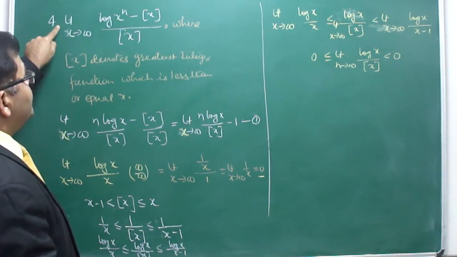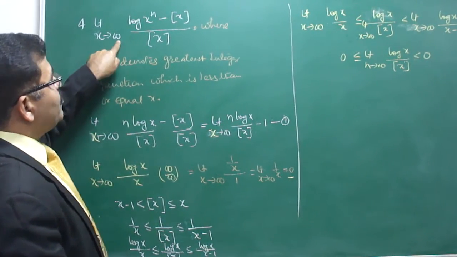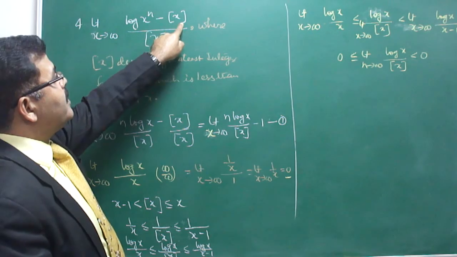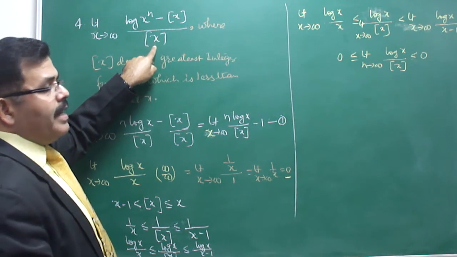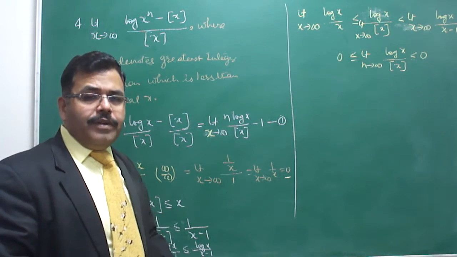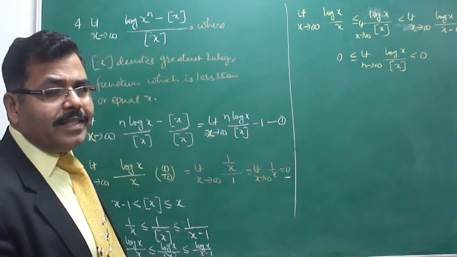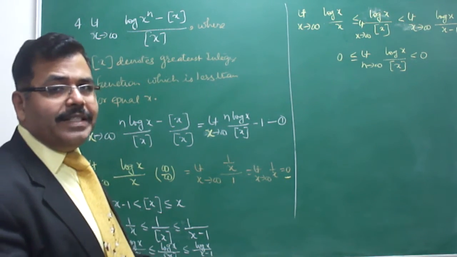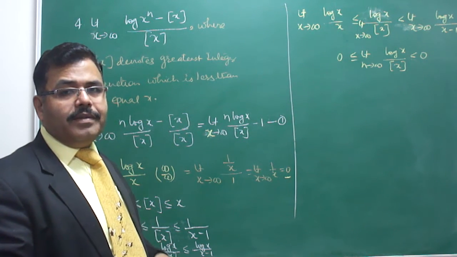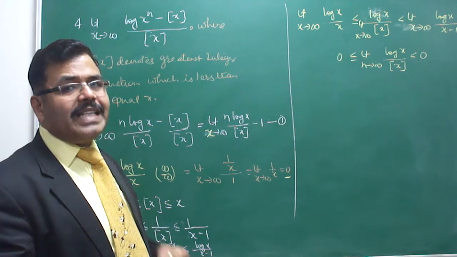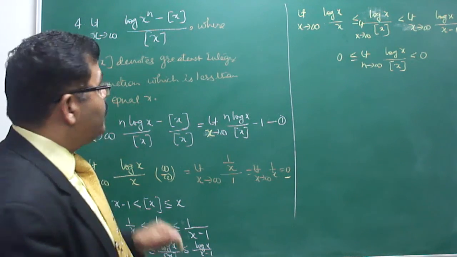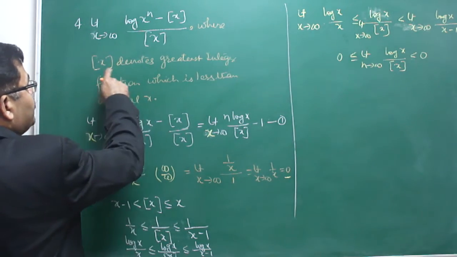Here the question was: limit x tends to infinity, log x to the power n minus greatest integer function x, divided by greatest integer function x. It is a question which includes log x as well as the greatest integer function x. Learners find it very difficult to handle this type of function in evaluating limits. So let me remind this question.